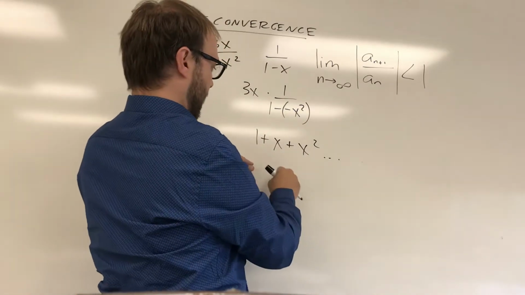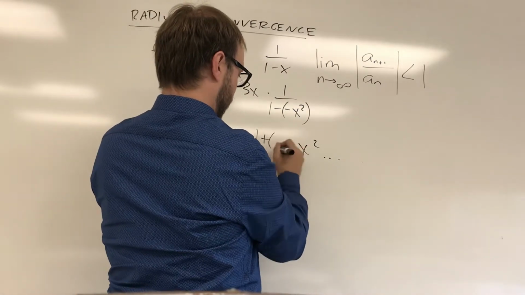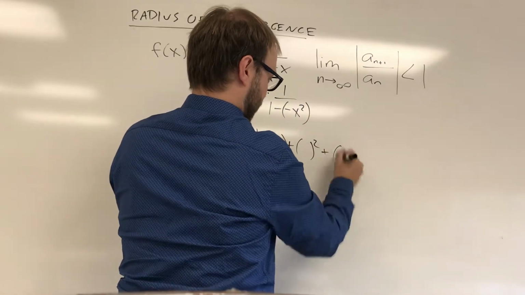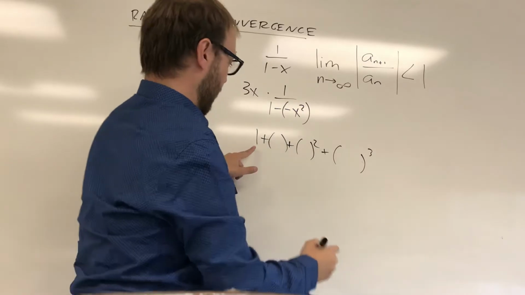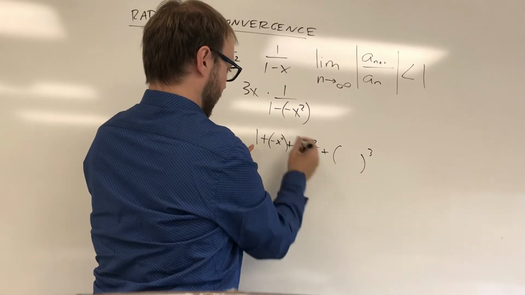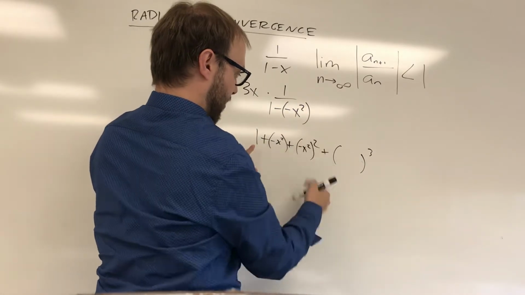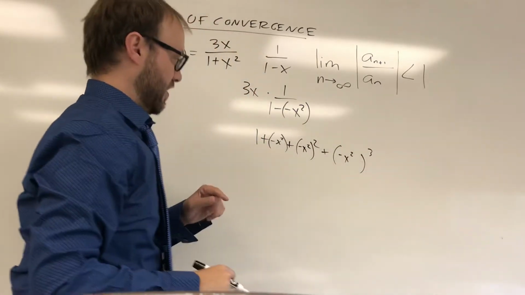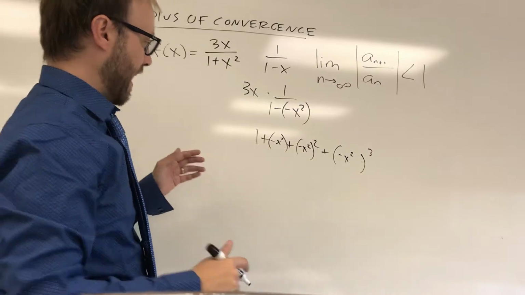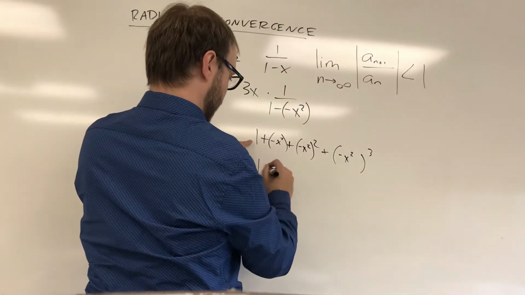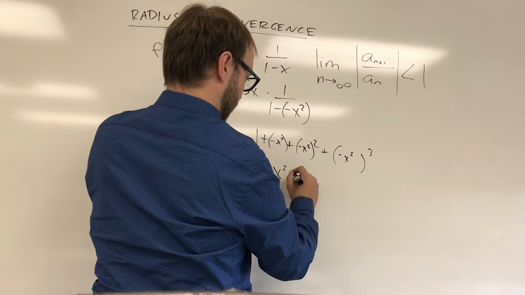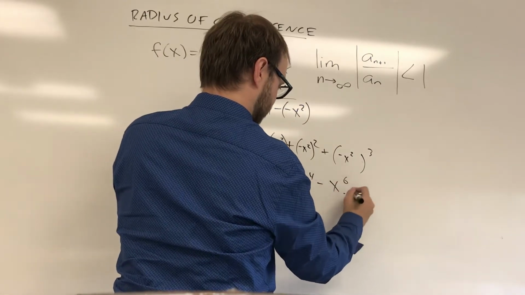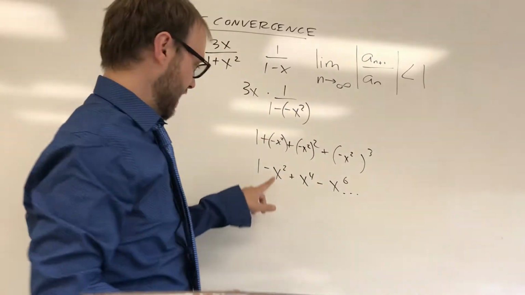So it's going to be 1 plus the input, plus the input squared, plus the input cubed and so on. So we've got a negative x squared, a negative x squared squared, a negative x squared cubed, and so on. And if we write out a couple of terms of this series, that's going to be 1 minus x squared plus x to the 4th minus x to the 6th, and so on. Okay, so we're going to have even powers.